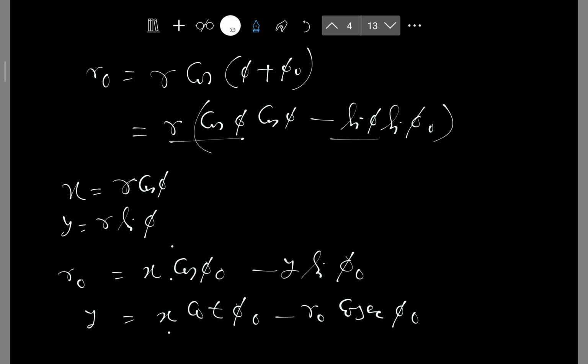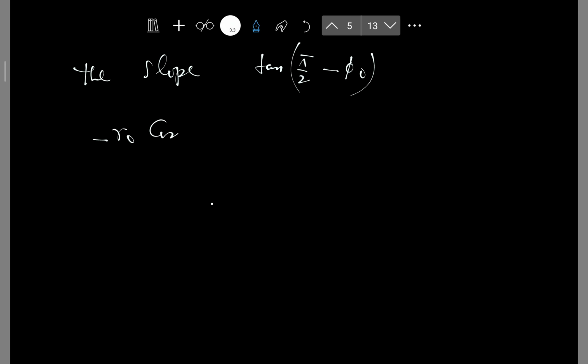This is the equation of a straight line, and the slope is tan of pi by 2 minus phi naught. The line makes an angle pi by 2 minus phi naught with the x-axis with the sun as the origin, and the y-intercept is minus r naught cosec phi naught. So from this we can see that the perpendicular distance from the sun to the straight line is r naught.